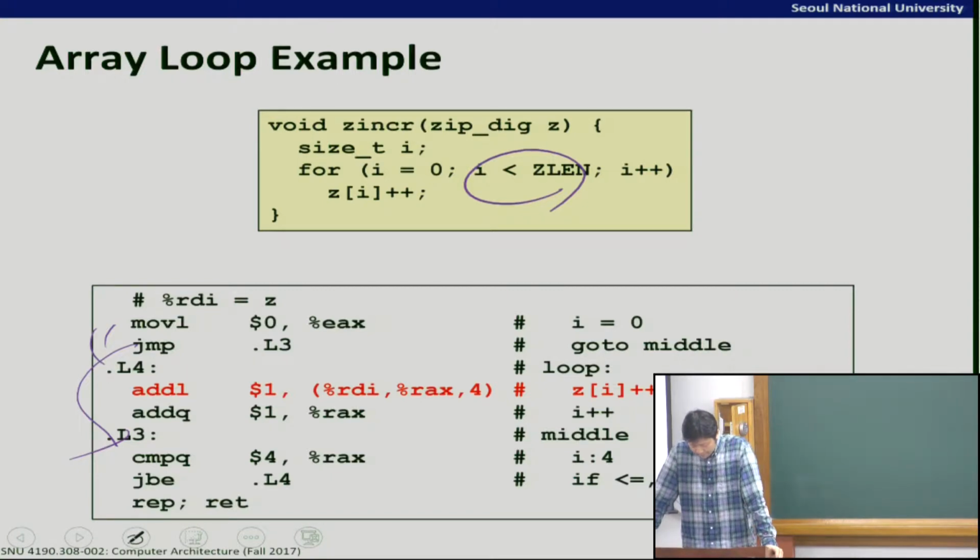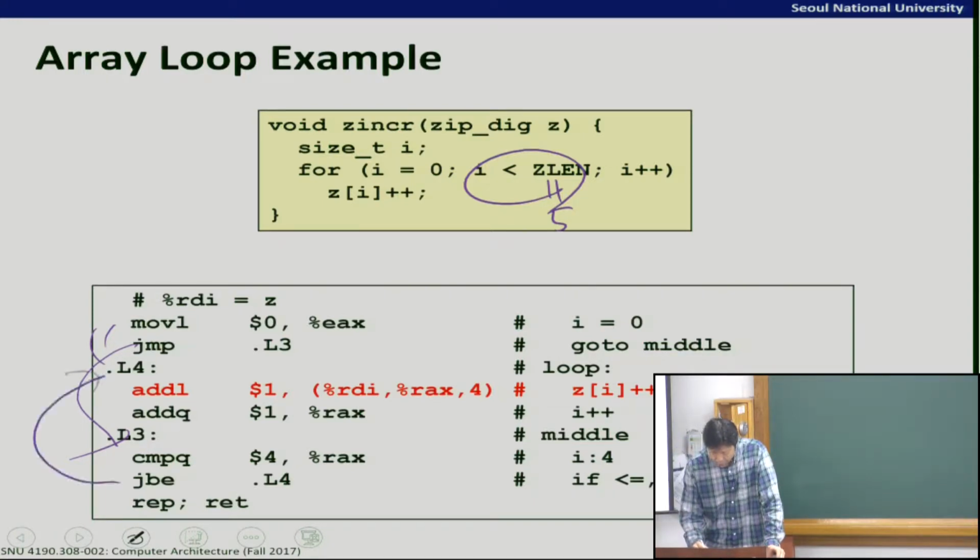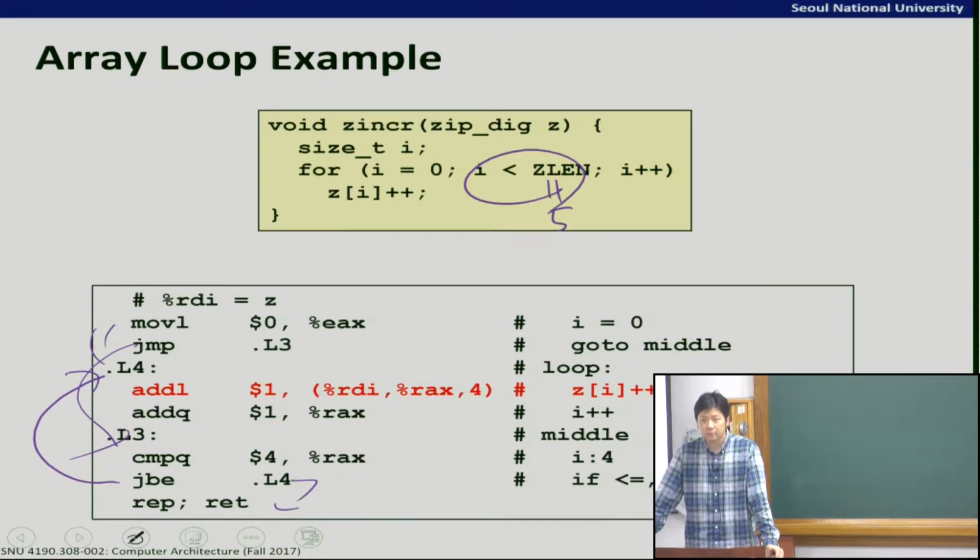So it first compares the value against 4, because the goal is 5 in this case, right? So the goal is 5, so we actually compare the value with 4. If the value is less than or equal to 4, then we go back to the beginning of the loop. Otherwise, we simply fall through to the return instruction. So that's what's happening here.